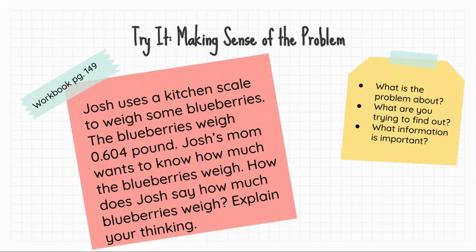Third and final read. Josh uses a kitchen scale to weigh some blueberries. The blueberries weigh 0.604 pound. Josh's mom wants to know how much the blueberries weigh. How does Josh say how much blueberries weigh? Explain your thinking. Last and final question. What piece of information from this question do we need to be able to answer what we're trying to find out?